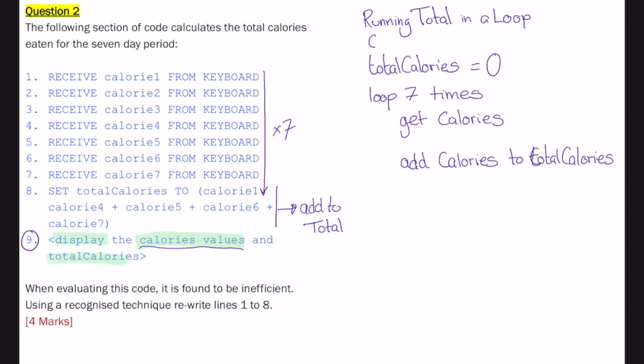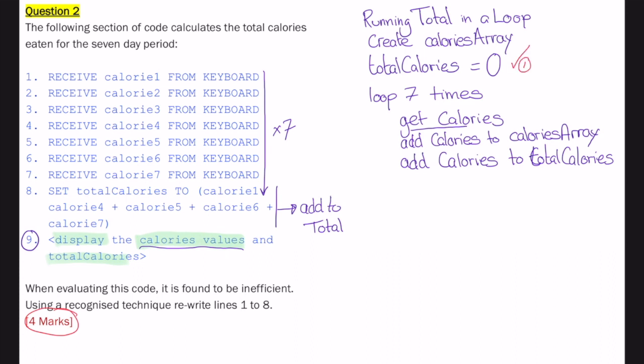So before our loop, we are going to create a calories array, and then each time we get the calories from the user, we're going to add calories to our calories array. So this question is worth 4 marks. So we're likely to get 1 mark for initializing our total, and then 1 mark adding the calories to our total. We'd get 1 mark for the loop, and then the likelihood is the last mark would be for using the array.